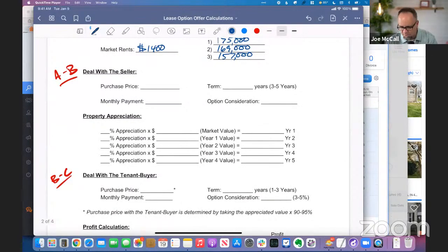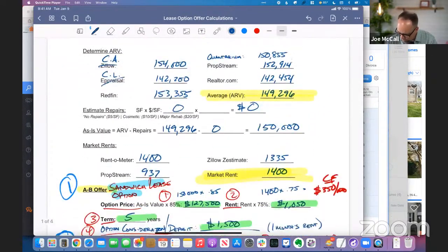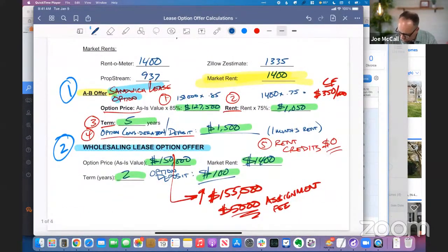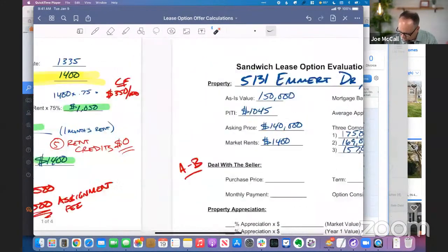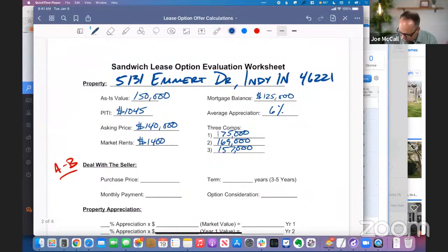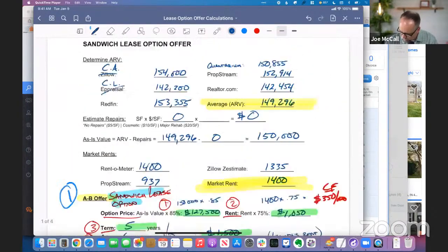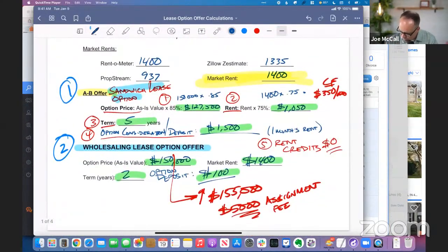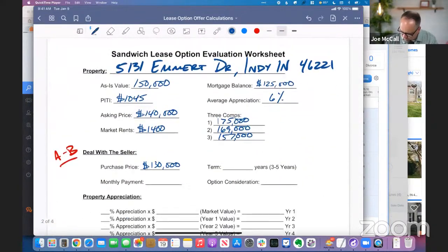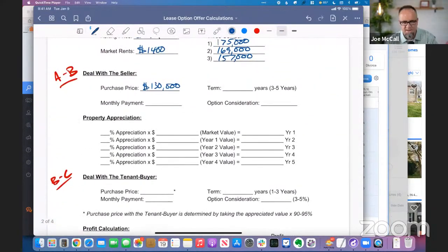So the deal with the seller, remember we offered to give them, what was it right here? 127. Let's say we negotiate 130. So deal with the seller: 130. Monthly payment to the seller, they're okay with. We offered 1050, but their mortgage payment was 1045. Yeah, so we've agreed to pay them enough to cover their mortgage payment.